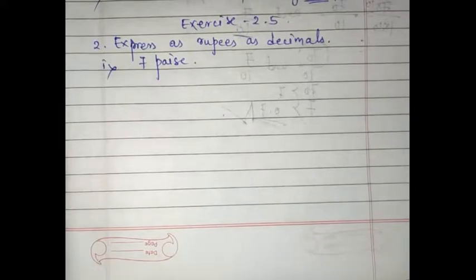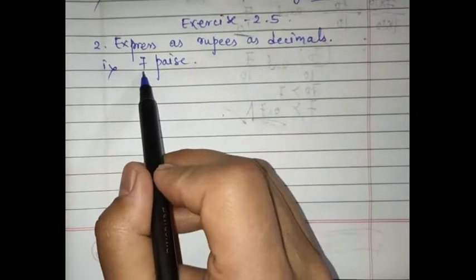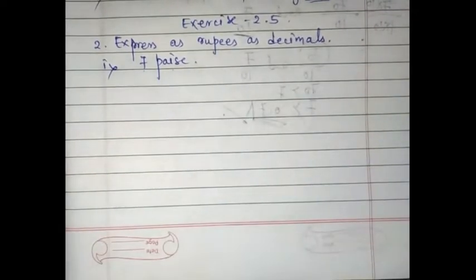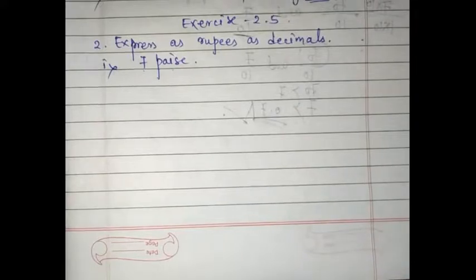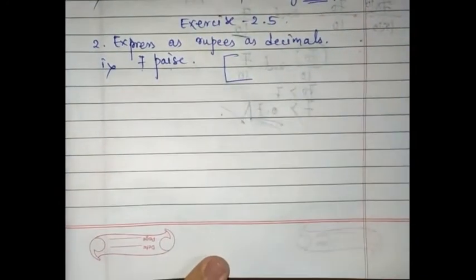So our next question is question number 2. Express rupees as decimal. The first question is 7 paise. You have to convert this into rupees form. Normally we do this type of sums from the lower section, from classes 4, 5, 6. We do this type of sums to convert rupees into paise, paise into rupees, right? So before starting this, let me brush up the lower concept first.